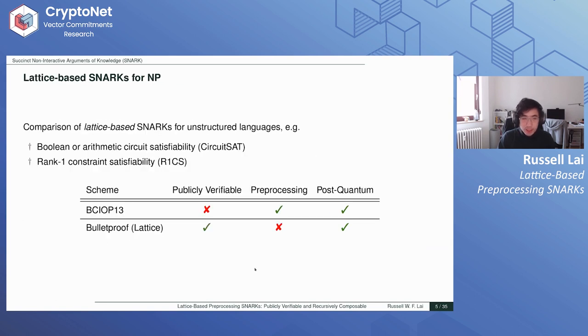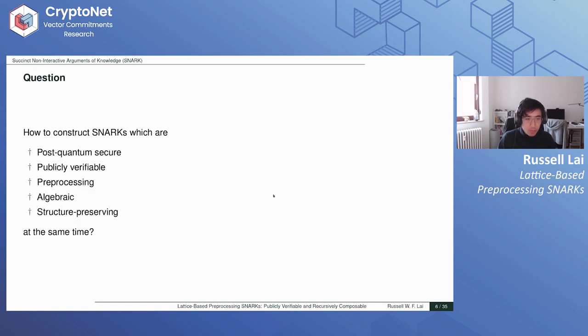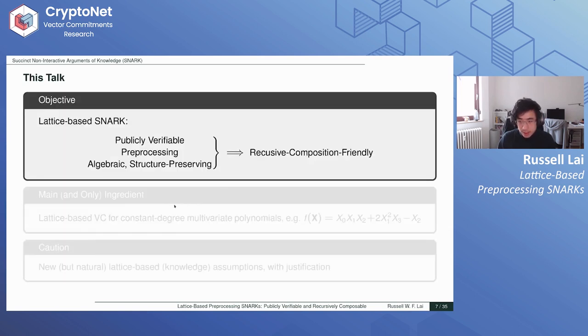So if we consider a different category of constructions, namely lattice-based SNARKs for unstructured NP-complete languages, then of course, since these constructions are lattice-based, they are believed to be post-quantum secure. However, in this parameter regime, we only know how to construct SNARKs which are either publicly verifiable or preprocessing, but not both. Therefore, a natural question to ask is, how do we construct SNARKs which satisfy all of these properties at the same time? So post-quantum security, publicly verifiable, preprocessing, algebraic, and structure preserving. And this is exactly the objective of this talk as well as this work.